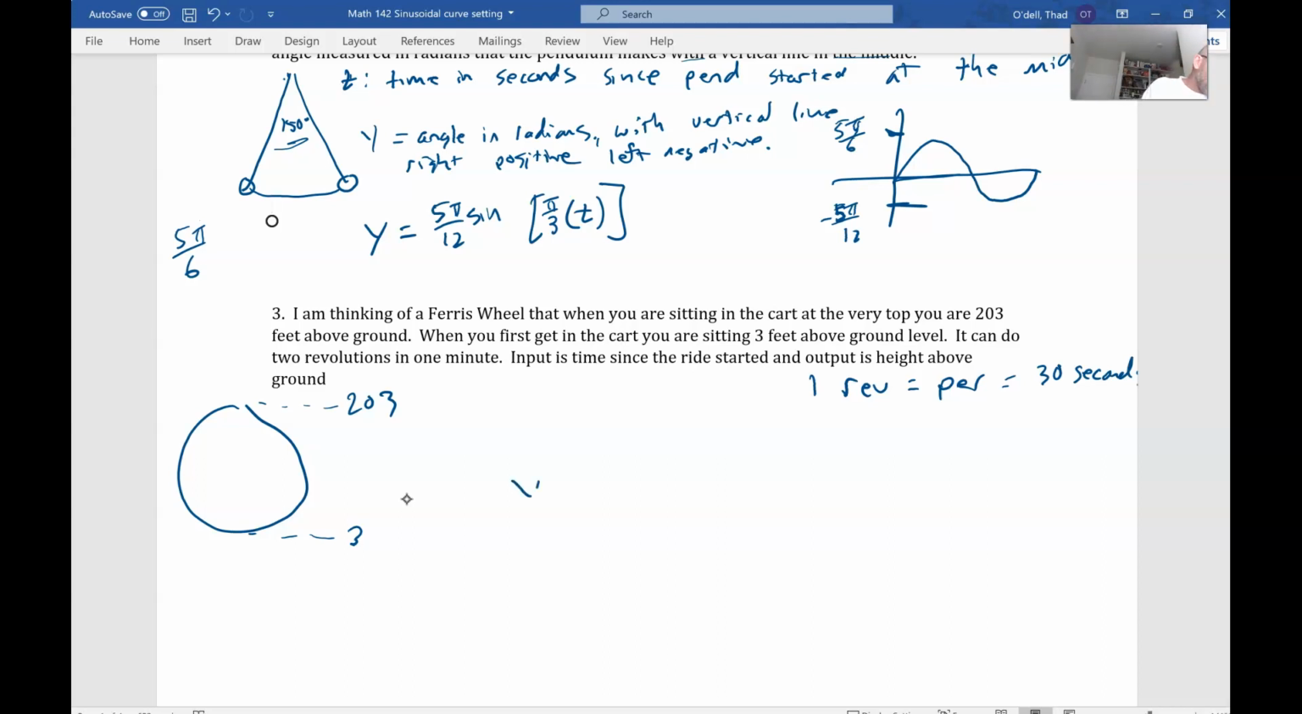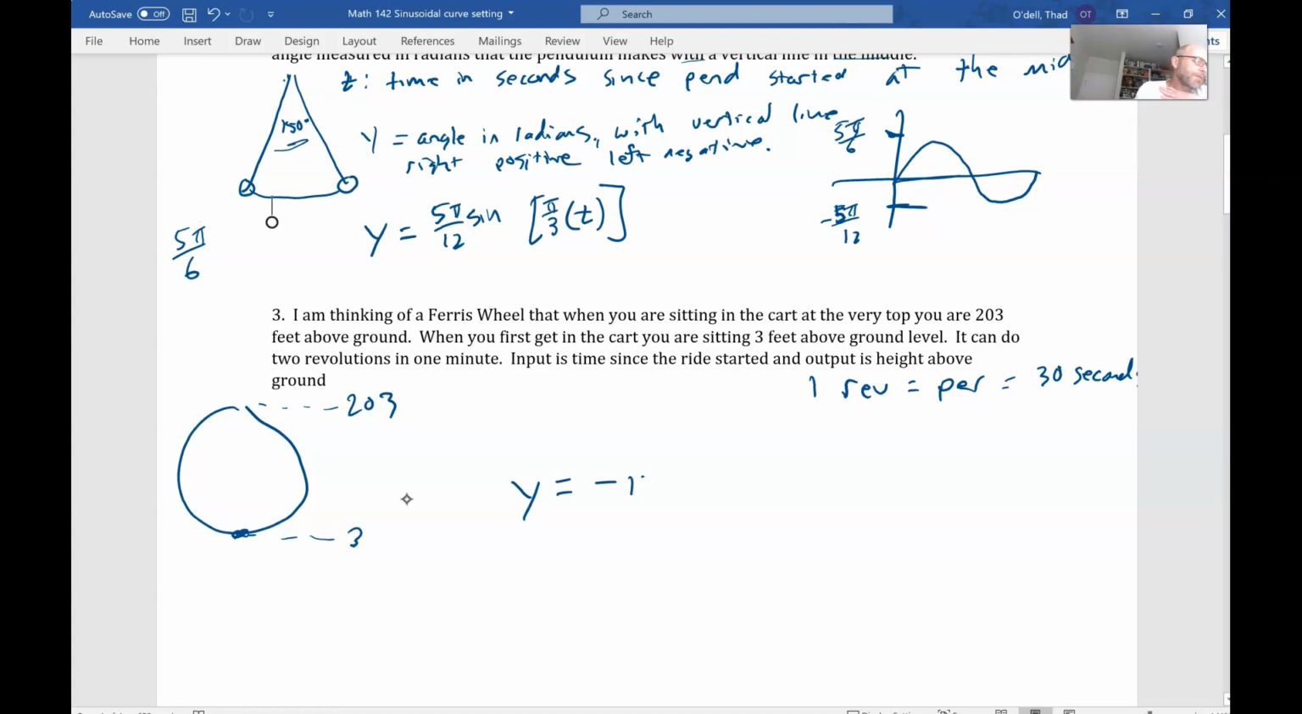So let's write this thing, y equals. Now you usually get in a Ferris wheel at the bottom, so we're going to let our time start at the bottom when we get in. So that means we want a negative cosine. My amplitude is going to be 100, because the total distance here is 200. Cut that in half, you get 100. So then we'll put a cosine here.